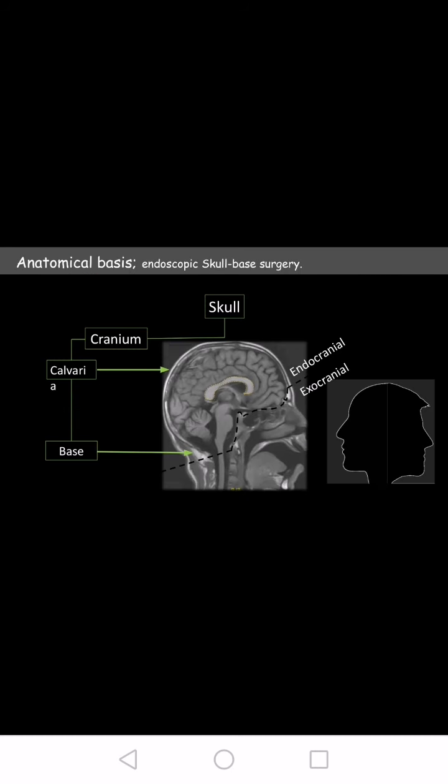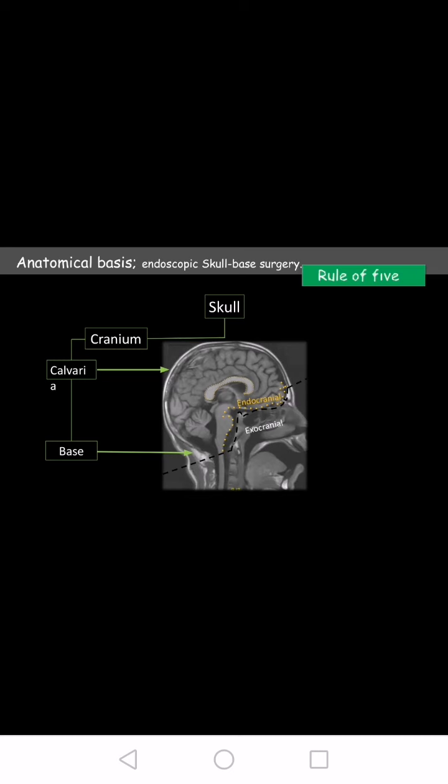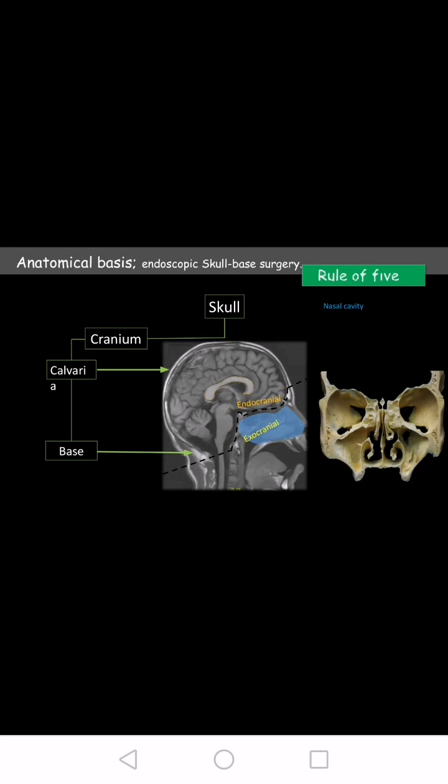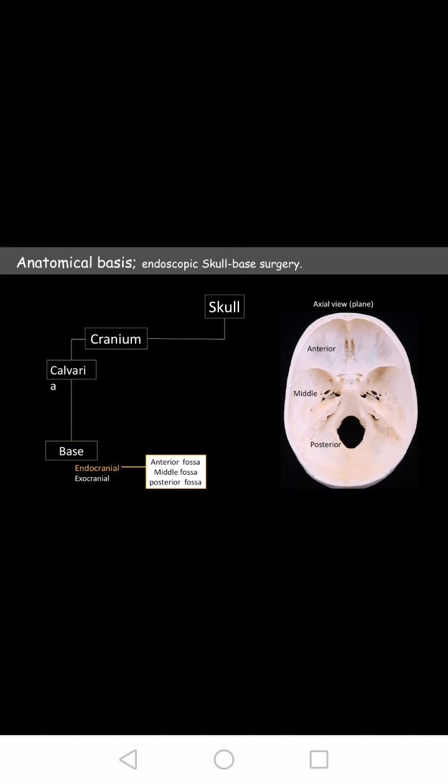And then you have the base, and the base of the skull, of course, it has two faces, endocranial and exocranial faces. The endocranial, of course, facing the brainstem, and the exocranial facing 5 basic regions: the nasal cavity that includes nasopharynx and oropharynx, the orbit bilaterally, subtemporal and parapharyngeal space, and finally the craniocervical junction in the back.